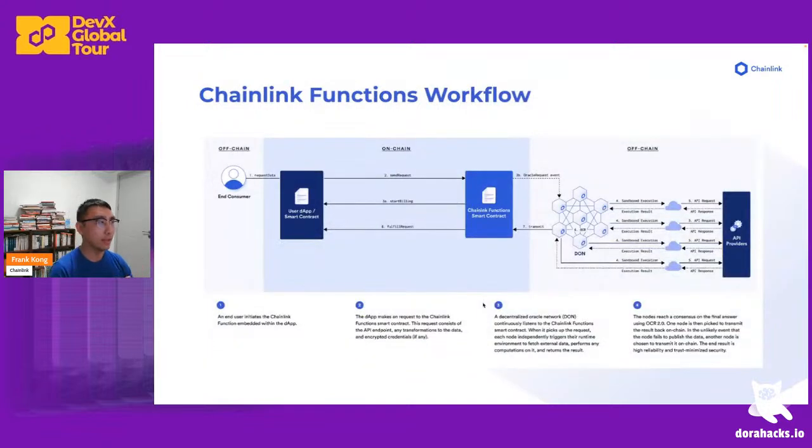Okay, so the second service under the Chainlink data service is called Chainlink Functions, and Chainlink Functions is a relatively new service. We just released this service at ETHDenver, I think in August or July this year, and it is in beta.